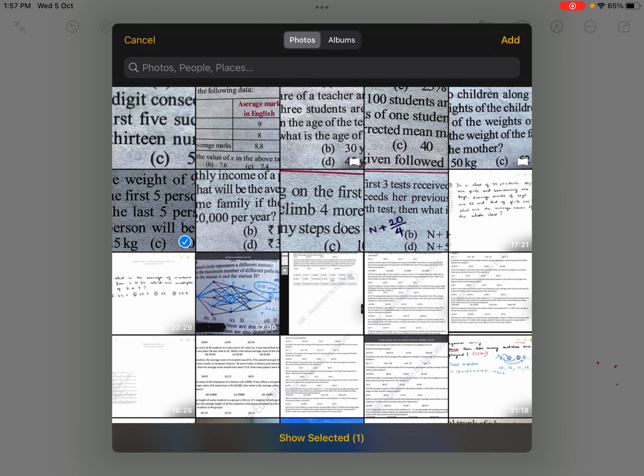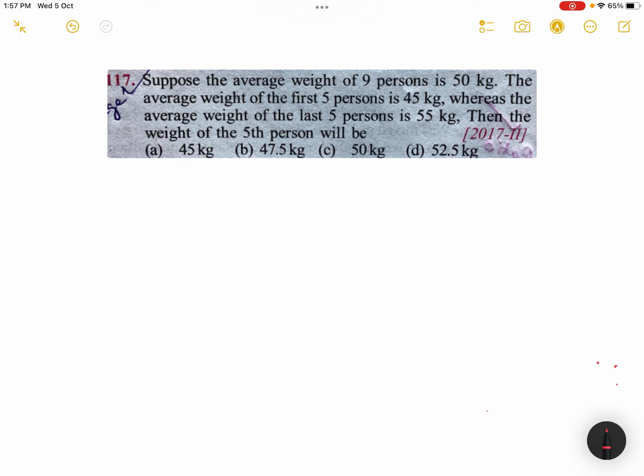Yeah, this one. We're almost finished. Suppose that the average weight of 9 persons is 50 kilos. The average weight of the first 5 persons is 45 kilos. The average of the last 5 is 55. That means in a way, this value is counted twice already. So we're going to subtract it.